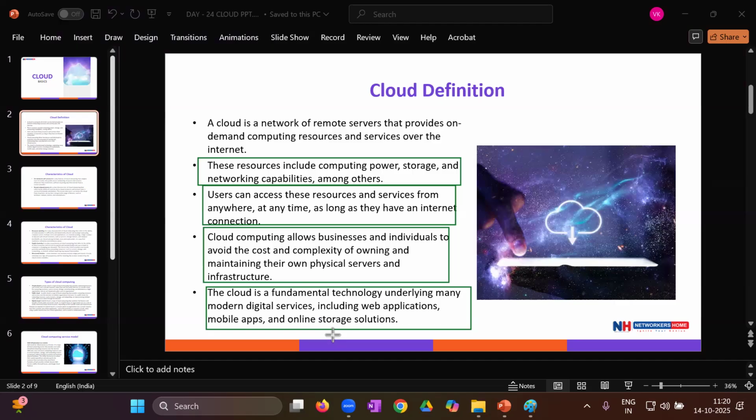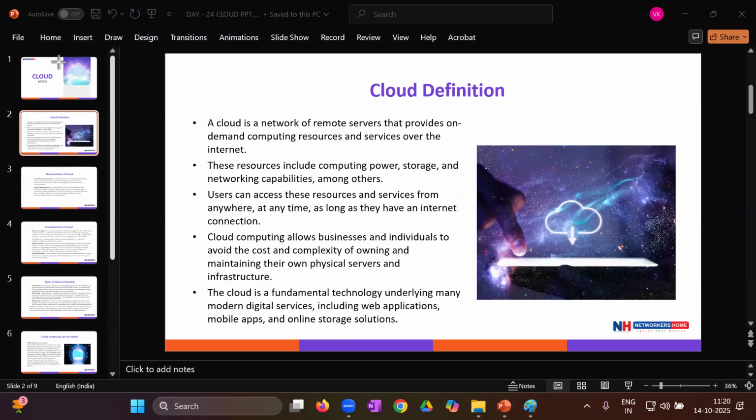Getting the point? So all this advantage it provides.